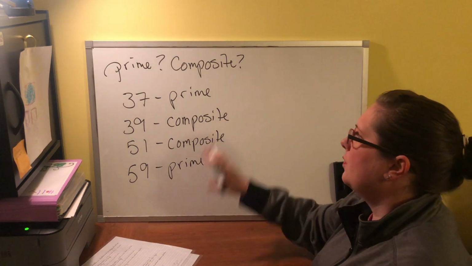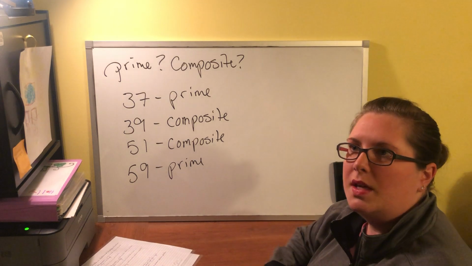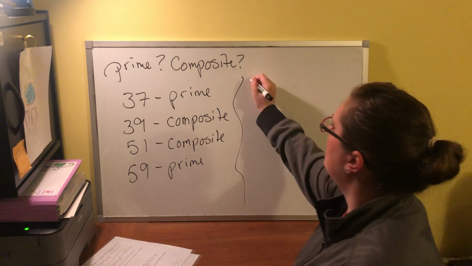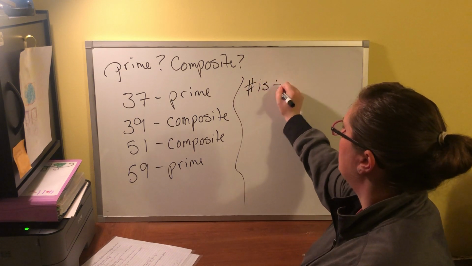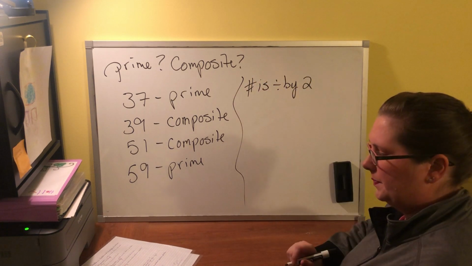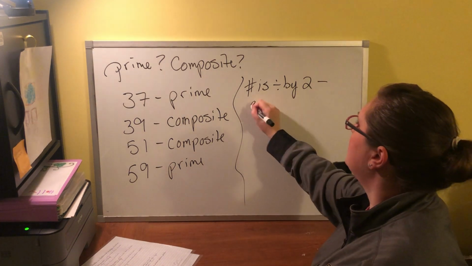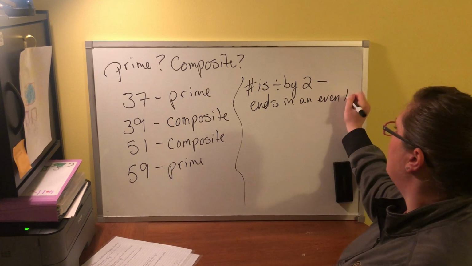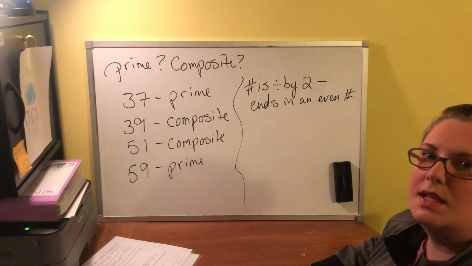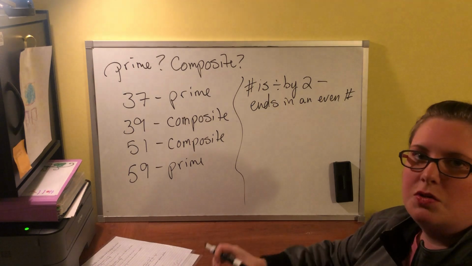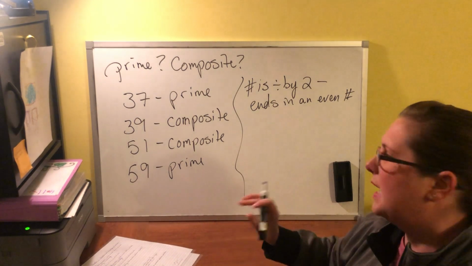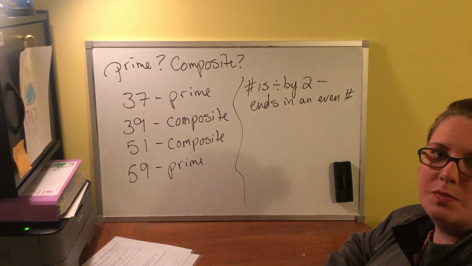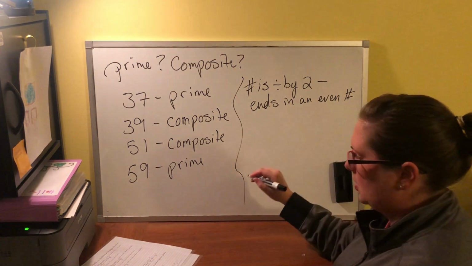So let's say you're unsure of where to start with this, and you can't exactly remember the rules for numbers. So we know that a number is divisible by 2 if it ends in an even number. Okay, it ends in an even number. So that would be 0, 2, 4, 6, 8. If that number ends in 0, 2, 4, 6, or 8, it is divisible by 2. Okay, so it's a great place to start.